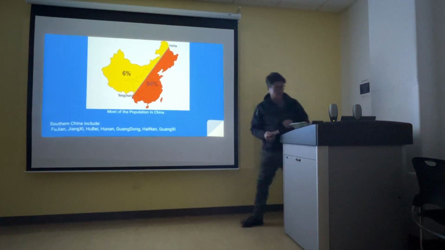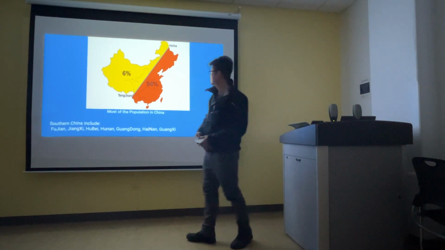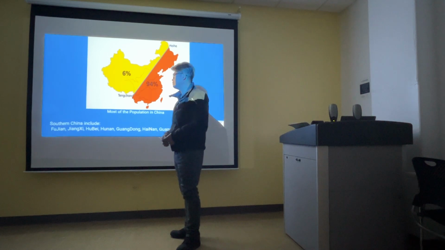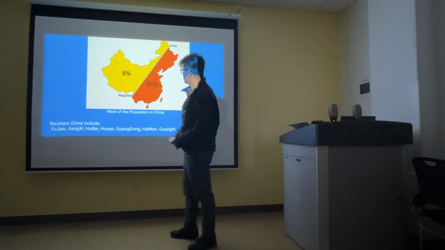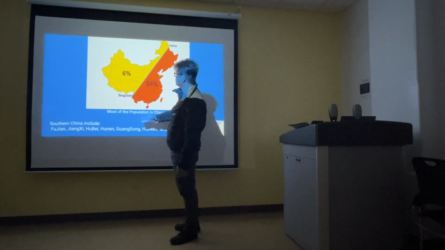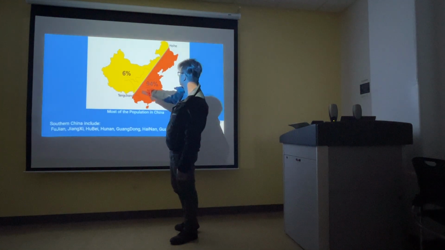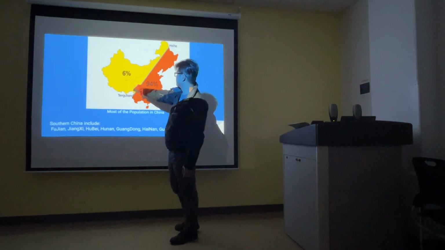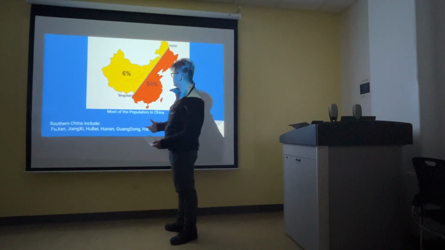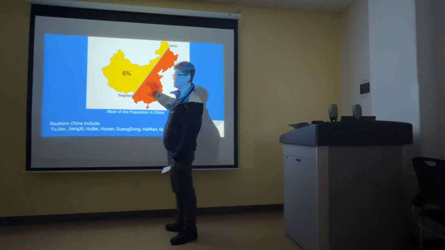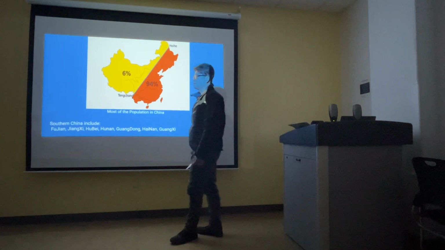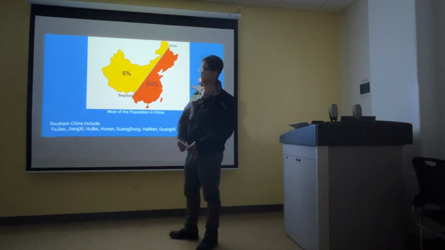Okay, just a quick review. This is a China map, and as you can see, China right now has 1.4 billion people, and the majority of Chinese people, 94%, live on the east coast. Only 6% of the population lives on the other half. As you can imagine, 1.4 billion people are squeezed into this area.